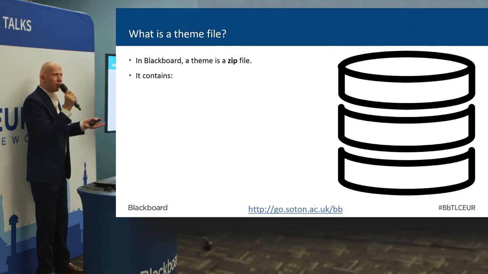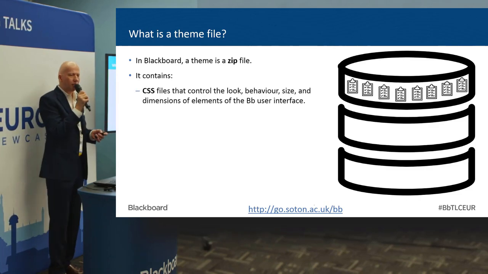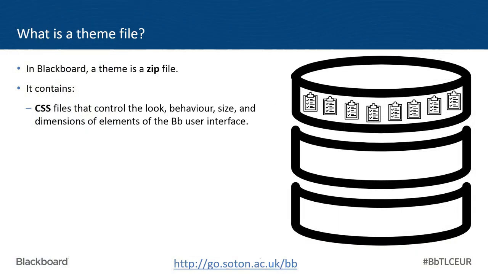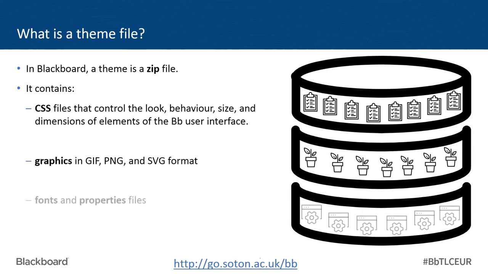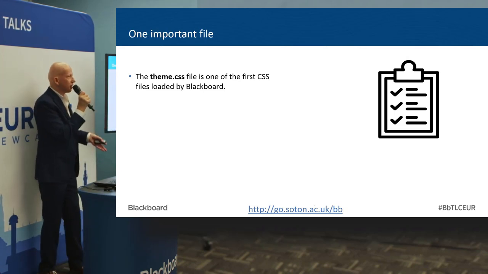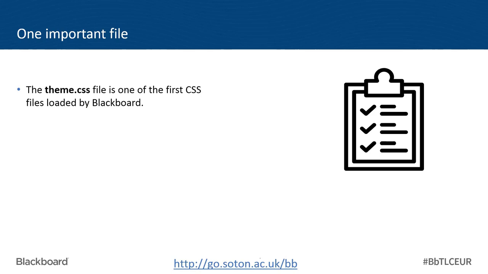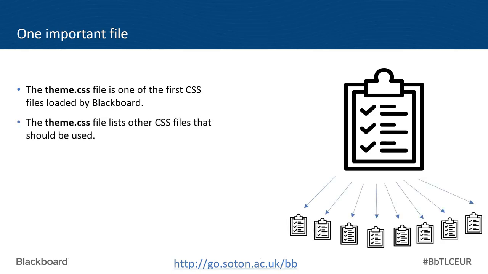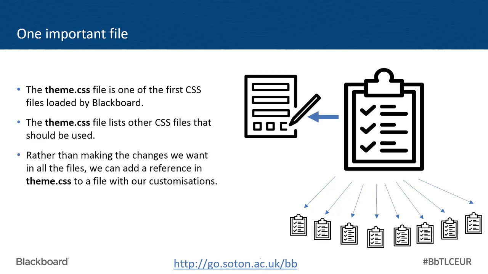Some people might not be aware what an actual theme file is. It's just a zip file, and it contains CSS files, which affect the behavior and size of certain interface elements. There'll be graphics, fonts, and properties files. And there's one important file. The theme.css file is one of the first files that's loaded by Blackboard, and it points to lots of the other CSS files that are going to be used. You can place all, or almost all, of your customizations in one single file that you've referenced in your theme CSS file, and usually we call that the mods CSS file. So on the community site, you might see people saying, if you add this to your mods CSS, it'll do that.